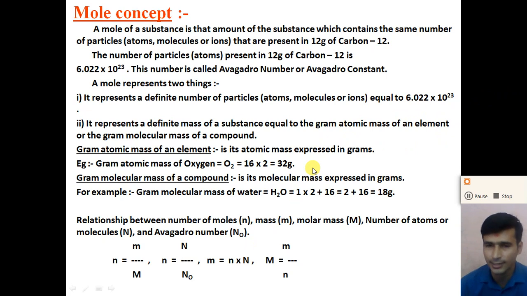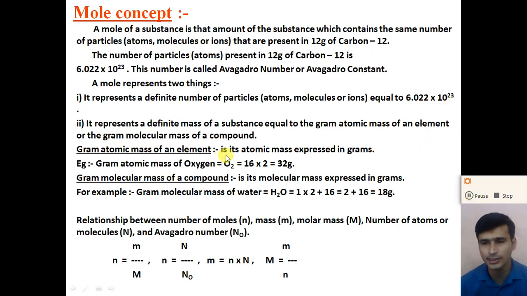So we can say that the number of atoms present in 32 grams of oxygen is 6.022 into 10 raised to 23. Similarly, if we take water, the number of molecules in 18 grams of water is 6.022 into 10 raised to 23.